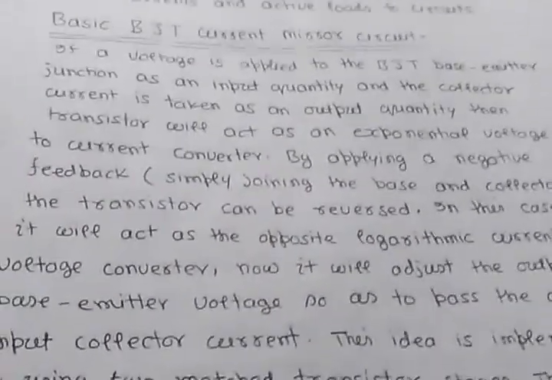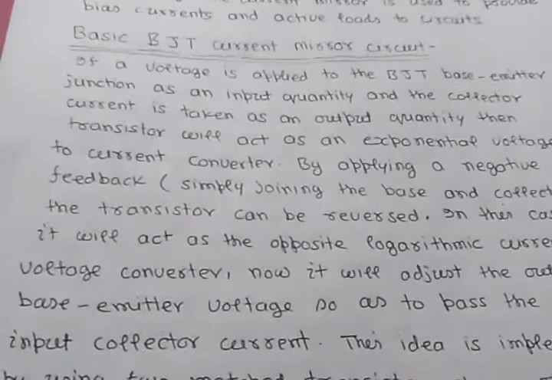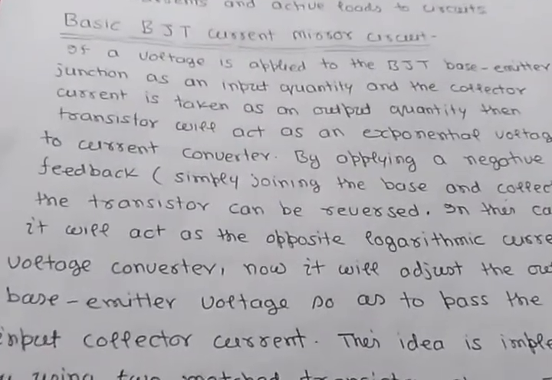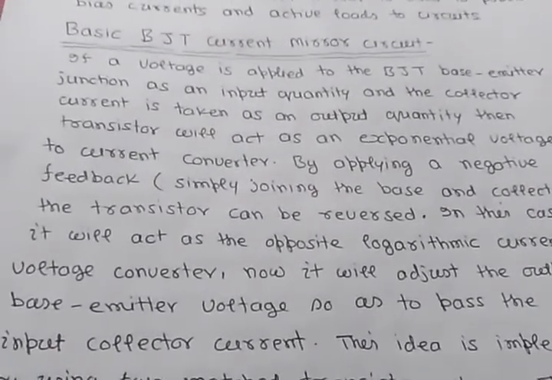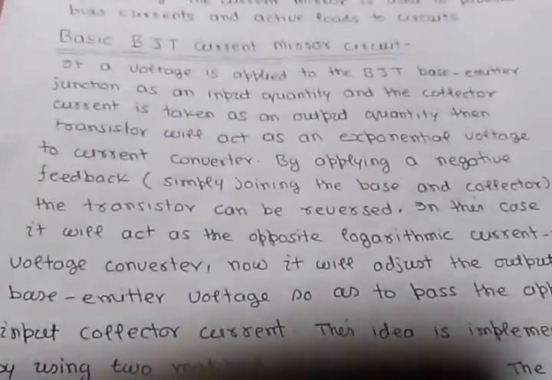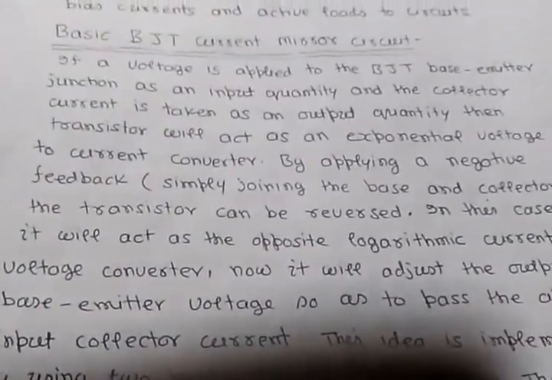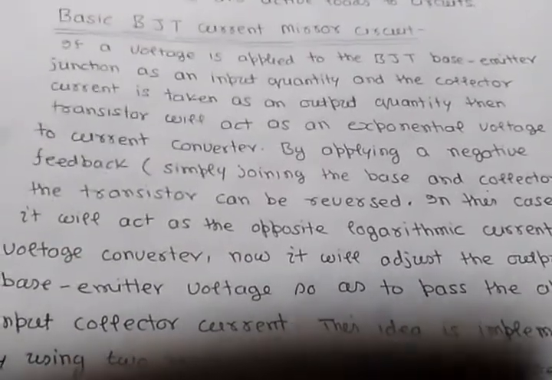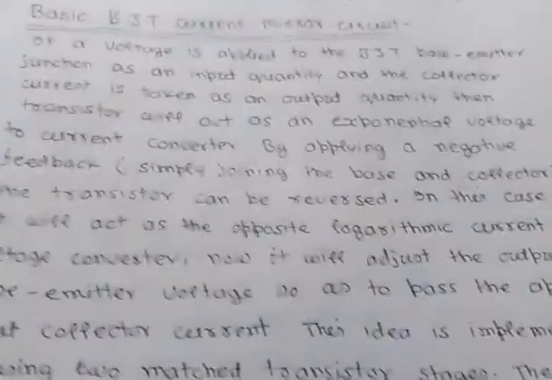The main application of the current mirror circuit is to provide the biasing to the transistors, to provide the biasing to the differential amplifiers. It also can be used to provide active loads to the circuits.